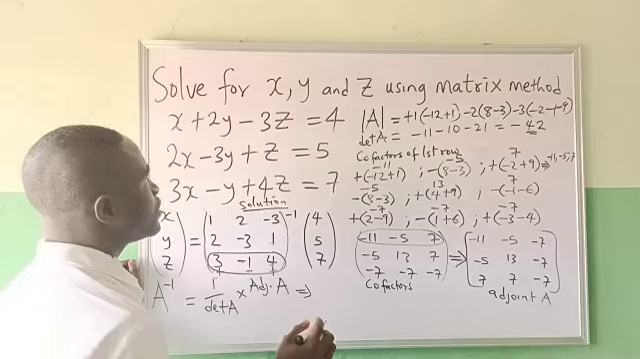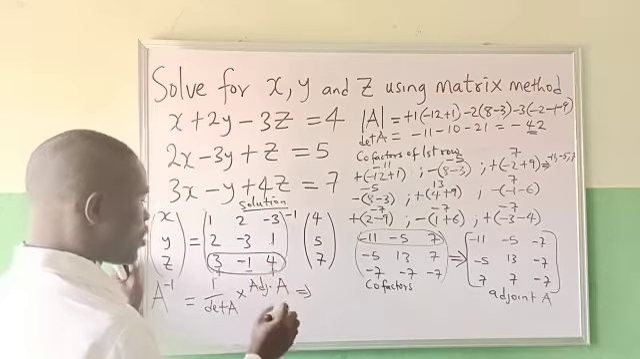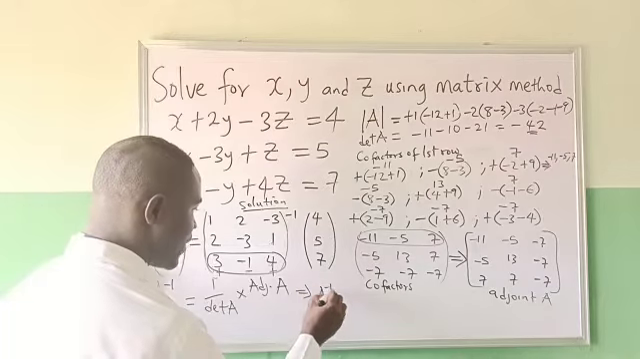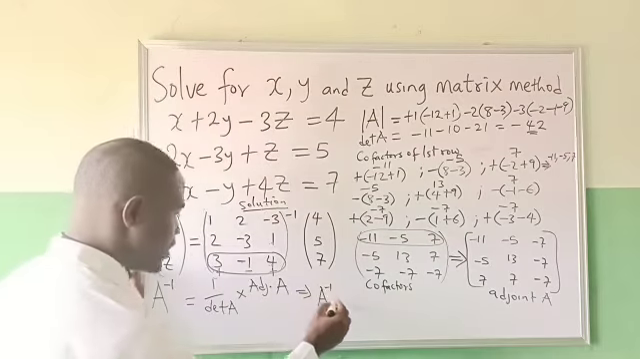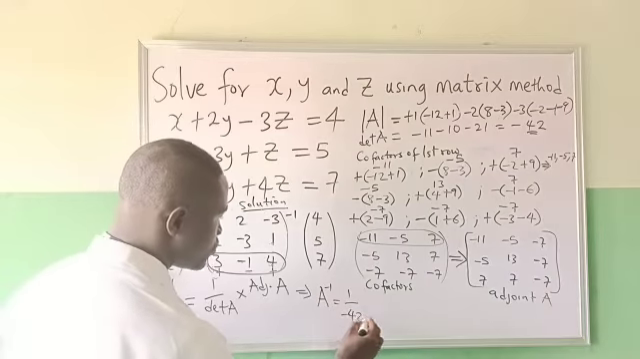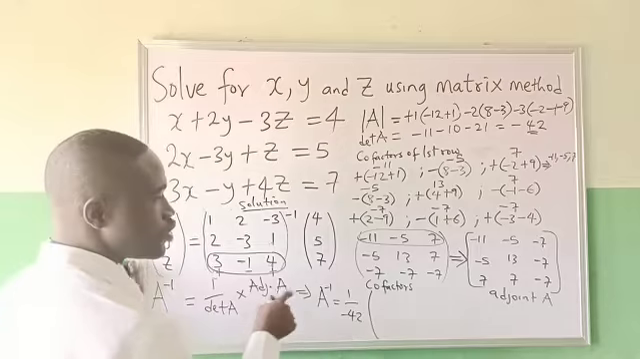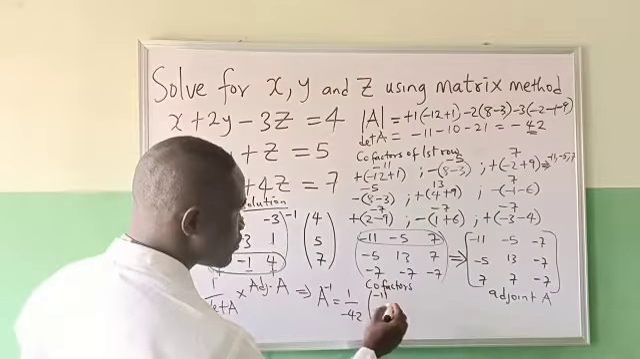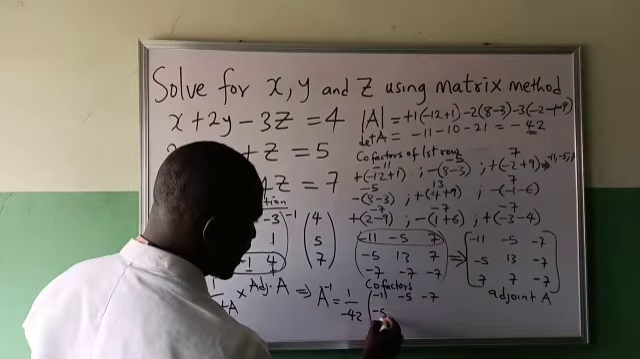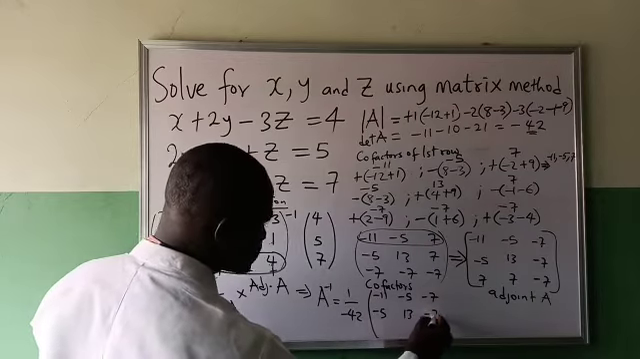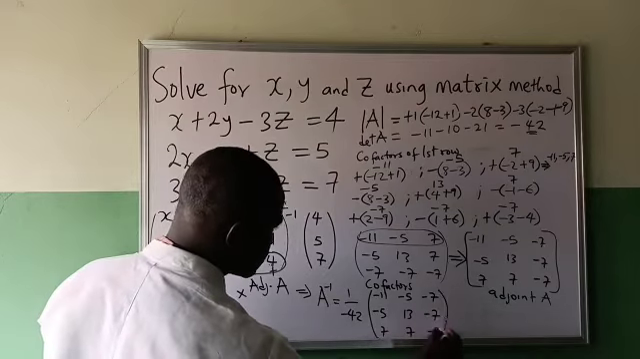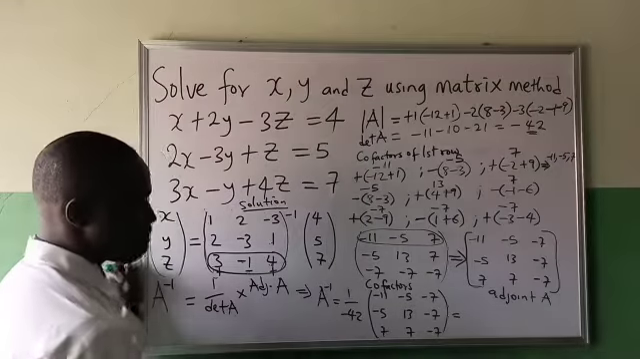Now, the main work is that we are to get the A inverse. You say A inverse, that is this matrix inverse, is equal to 1 over, what is our determinant of A? Minus 42, then times adjoint of A: minus 11, minus 5, minus 7, minus 5, 13, minus 7, 7, 7, and minus 7. Let's see what it will give us.